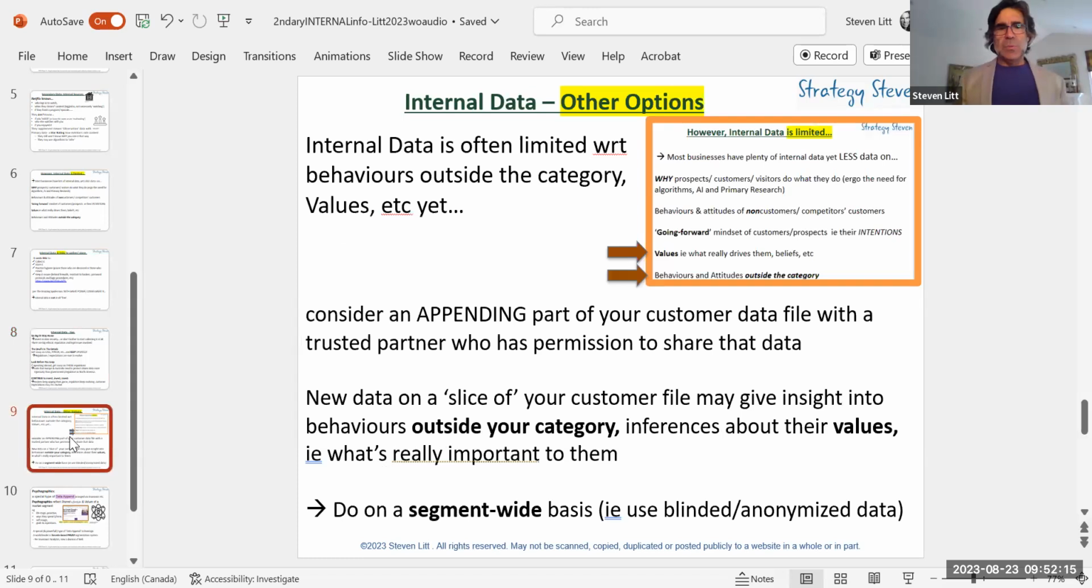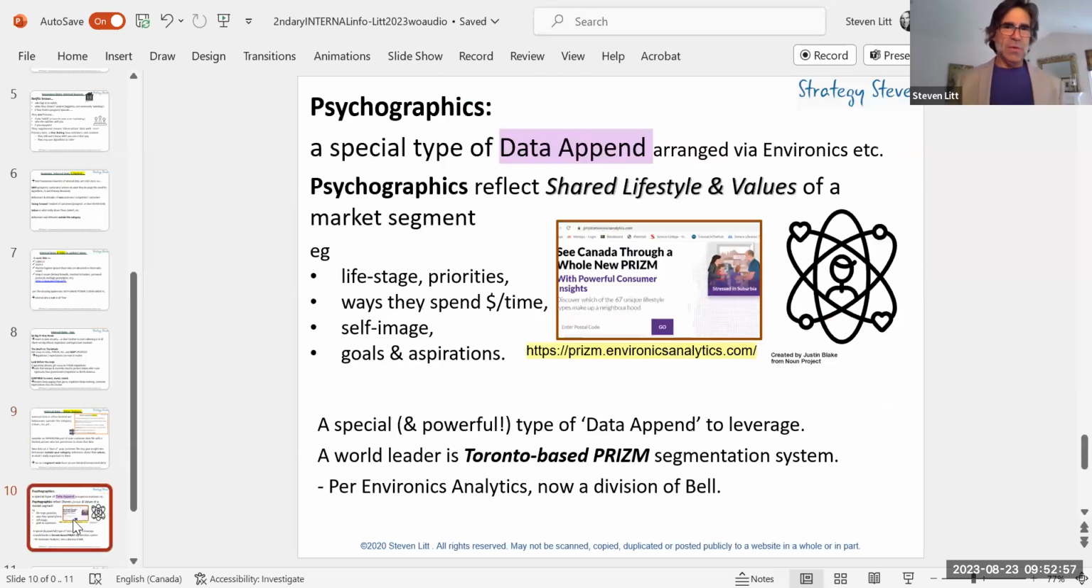Internal data, what other options do you have? Well, if you do have internal data, one interesting idea that I'll leave with you is that sometimes those two areas that we said were typically weak, behaviors outside the category and values, you can get a better sense of by appending your data with a trusted data partner who has permission to share the data. You can merge the two files together, get the data on a slice of your customer file with that outside partner's permission-based data, and then do segment-wide analysis of their other behaviors, which can help you with, for example, what's important to them, their value system.